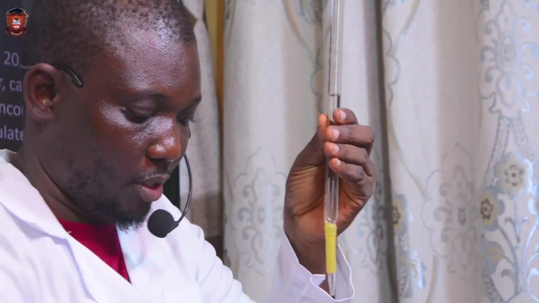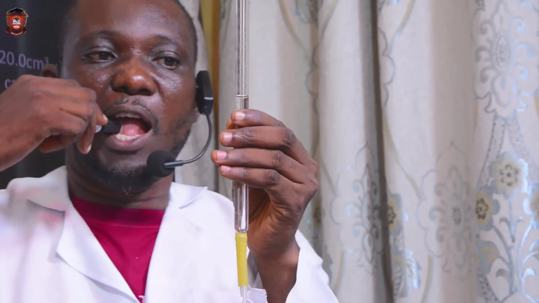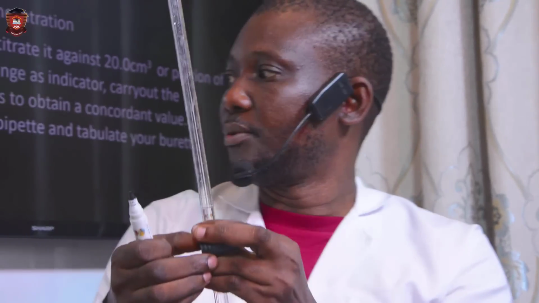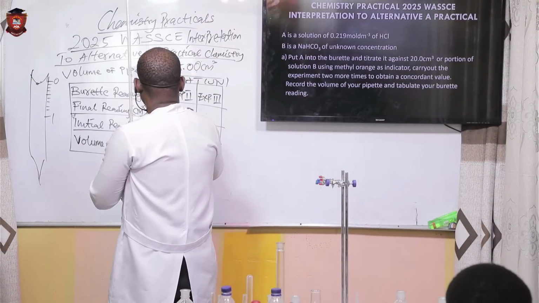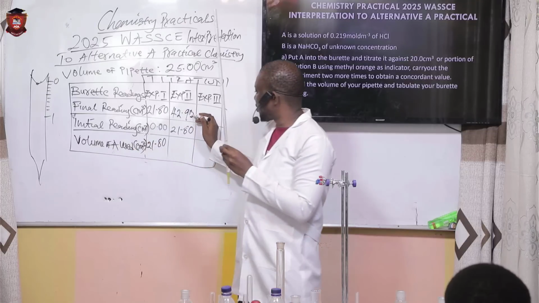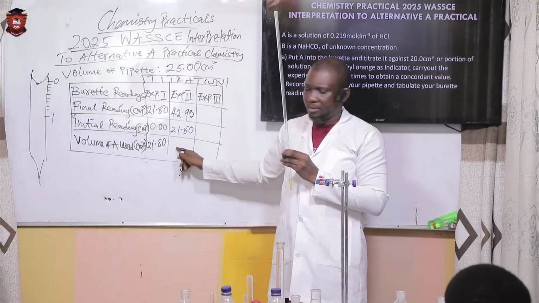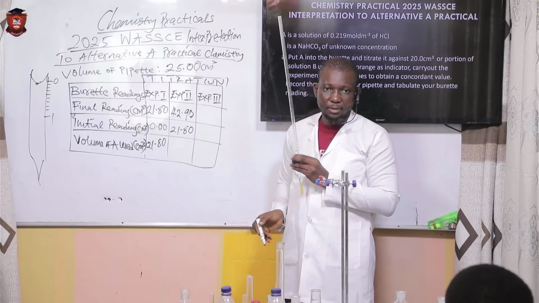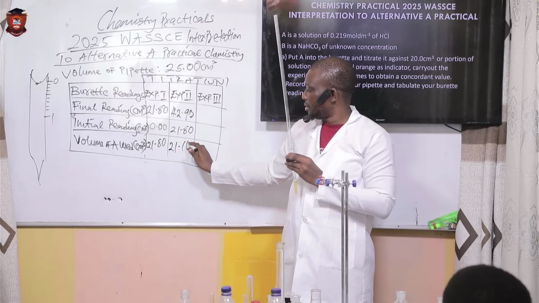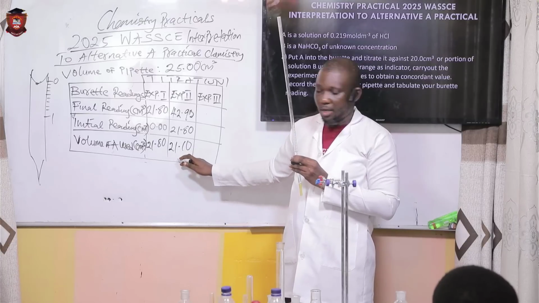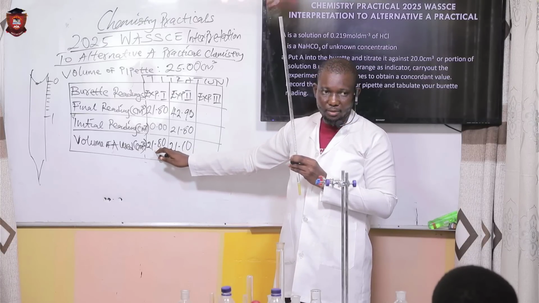So here now, like I said, I have 42.90. I think you know how we're going to obtain the volume here. What do you do? What subtracts? 21 point what? You see how far this one is?